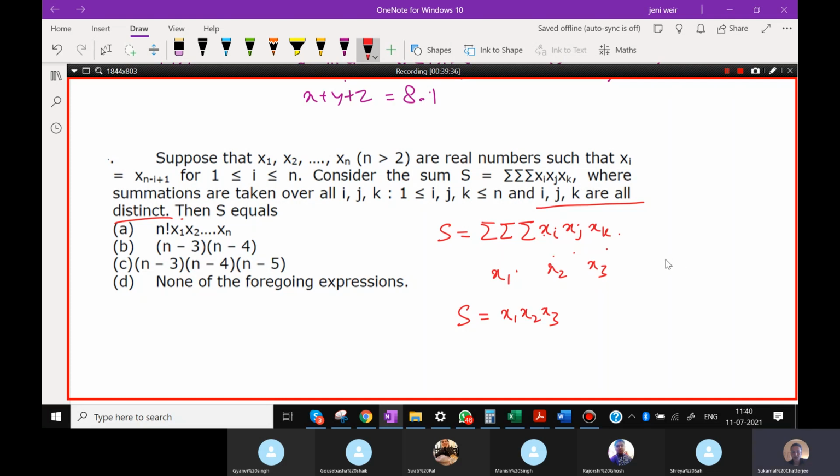If these are four numbers, x1, x2, x3, x4, then the sum that I'm trying to find will be x1, x2, x3 plus x1, x2, x4 plus x1, x3, x4 plus x2, x3, x4. Okay.